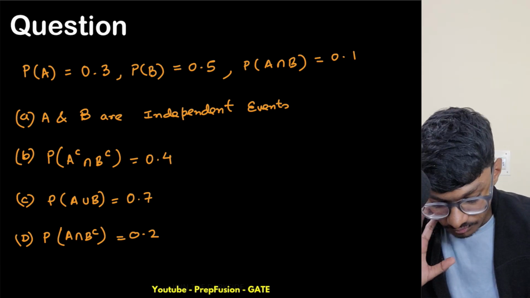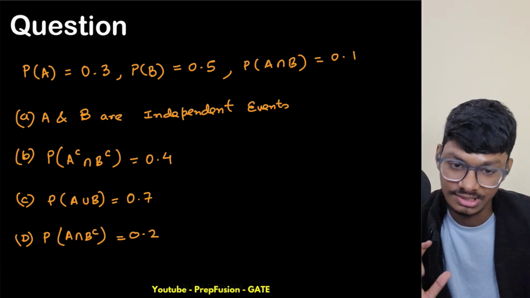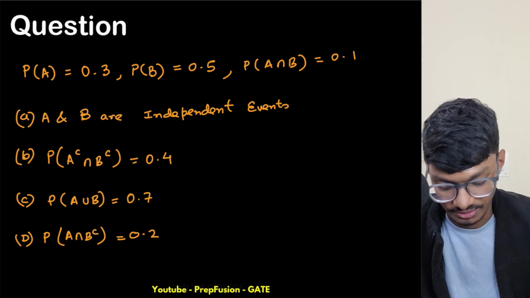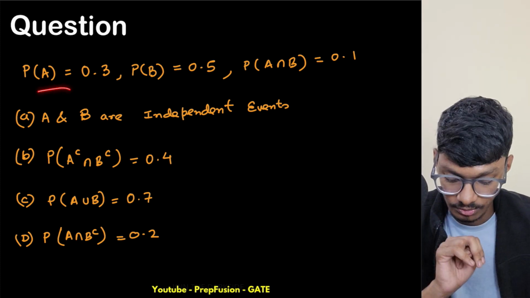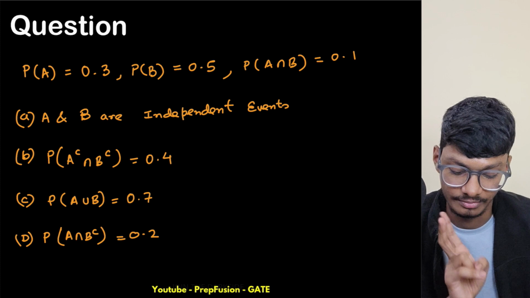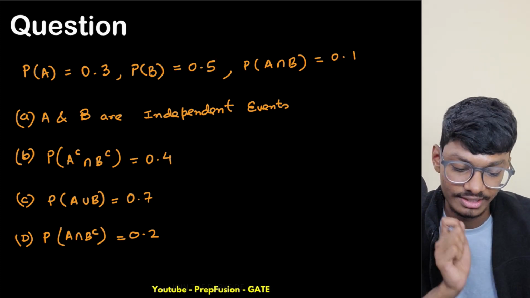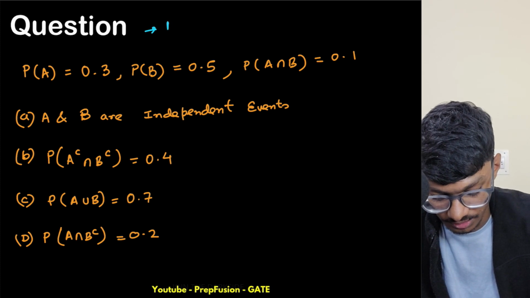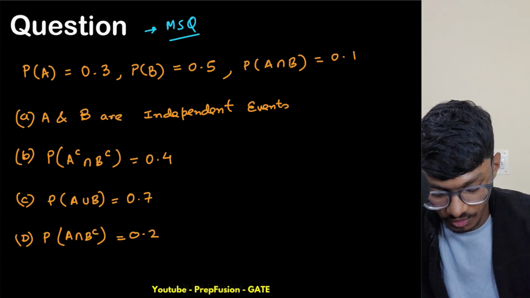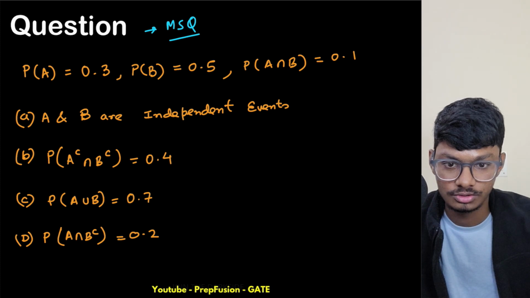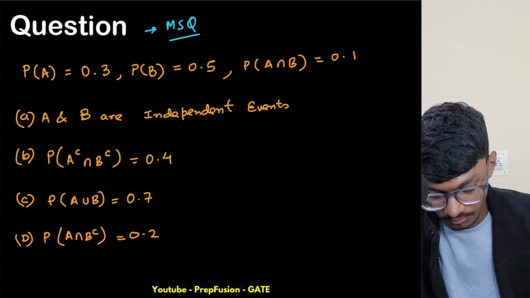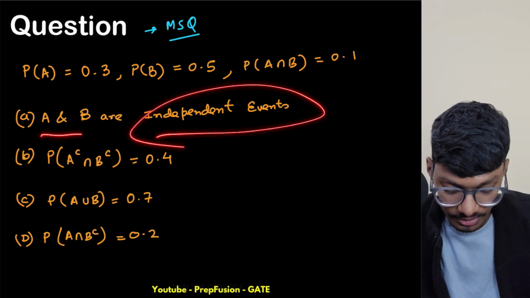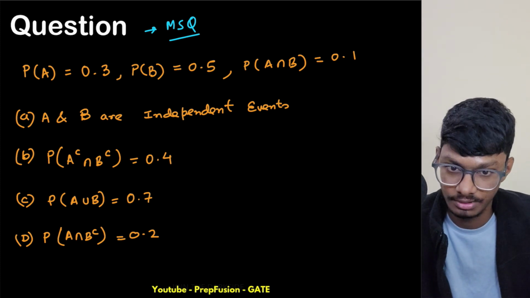Okay, so what is the next question? The next question is a probability question, again a simple Venn diagram question from the basics itself. You have been given 2 events. The probability of event A is 0.3, the probability of event B is 0.5, and the probability of A intersection B is 0.1. Now this one was an MSQ. Which option or options are correct? It is telling us that A and B are independent events.